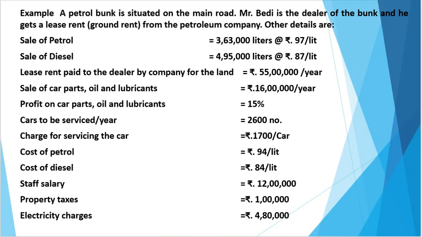Another example: a petrol bunk is situated on the main road. Mr. Bedi is a dealer of the bunk and he gets a lease rent, meaning ground rent, from the petroleum company. Other details are as given.